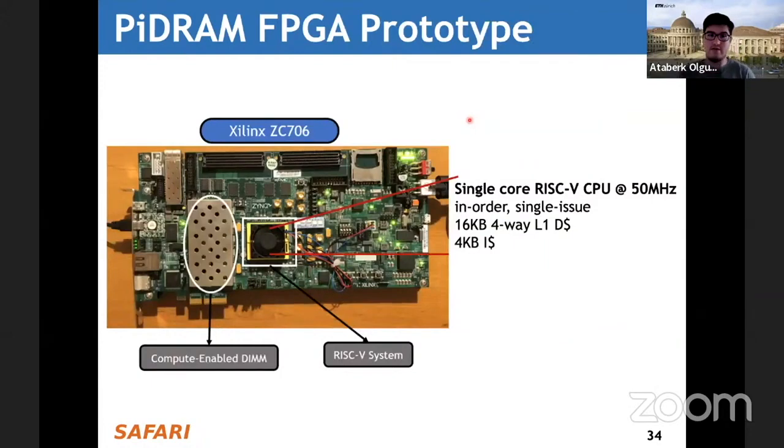And we developed the framework on a prototype using the ZC706 board. Inside the board, the system we prototyped has a single core RISC-V Rocket CPU clocked at 50 megahertz. It's an in-order, single issue, very simple CPU with 16 kilobytes of L1 data cache and 4 kilobytes of instruction cache. And here you can see the DRAM module under the cage. This is what we use to perform the processing using memory operations. And on the FPGA, we have implemented the RISC-V system.